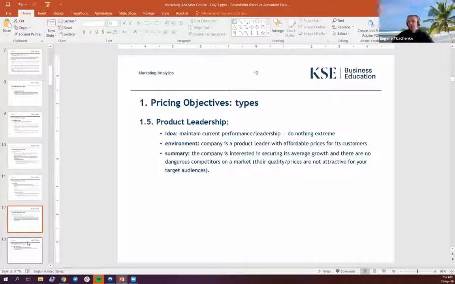Next objective is product leadership. So essentially, it is the ideal position of every company, and sometimes product leadership may be associated with price scheming, but overall, product leadership means that you're maintaining your current performance position. Assuming that you're a leader, you don't do anything extreme. Overall, you are doing things as you've been doing for a considerable amount of time. So basically, your company, services or products are affordable for your targeted audiences.